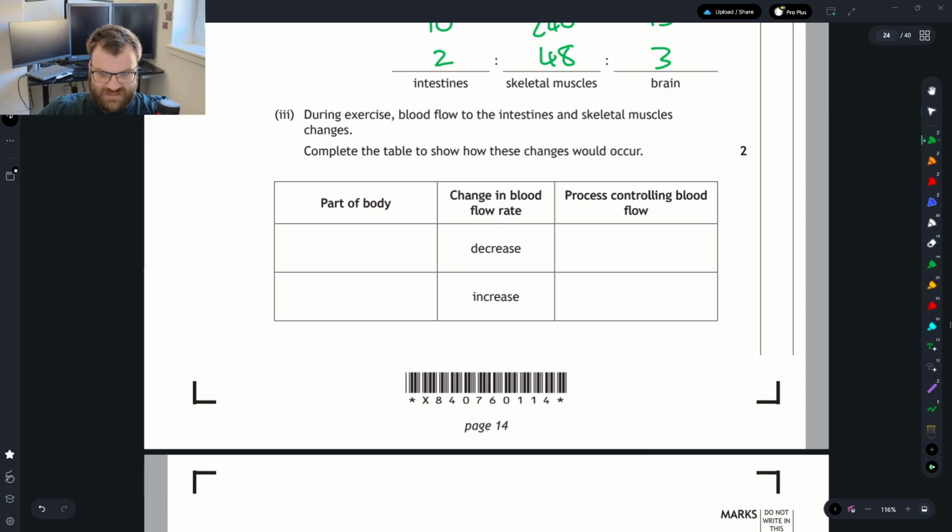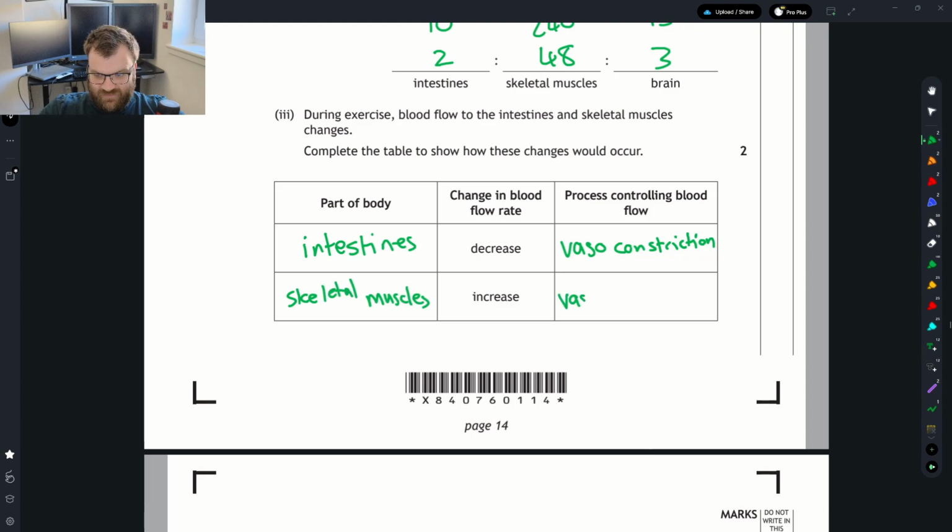Okay, so during exercise, we've got 2 different parts. Now, the intestines, to do with digesting, well, we don't want as much blood flow there. So the flow to the intestines has to decrease. And these are the vaso words. Vasoconstriction means that the vessels get narrower, so less blood can pass through. And then that means to your skeletal muscles, you have to have vasodilation, so widening of the vessels and more blood passes through.